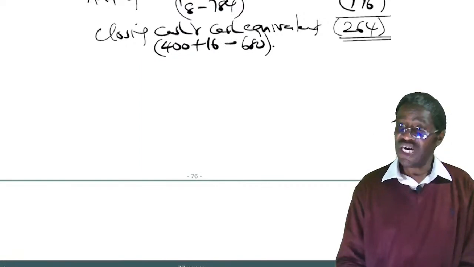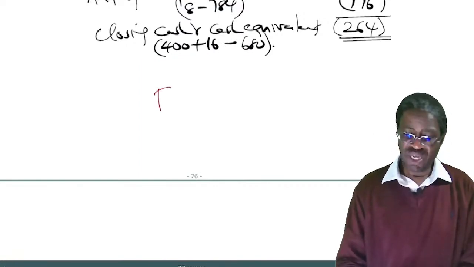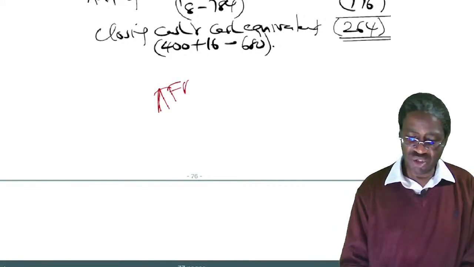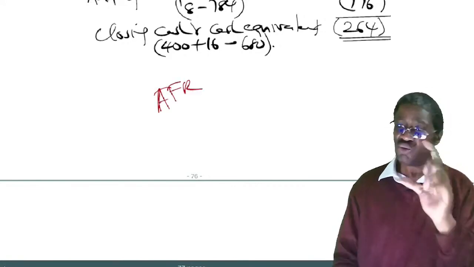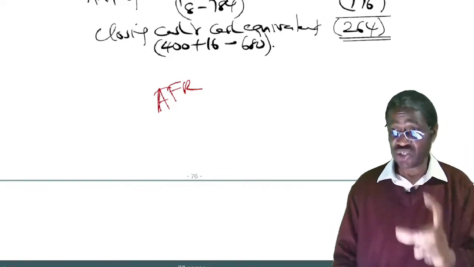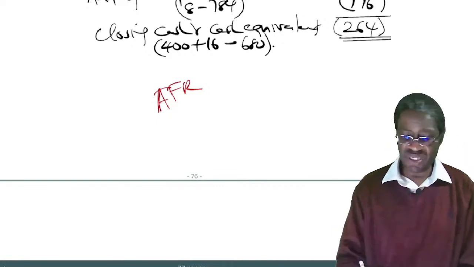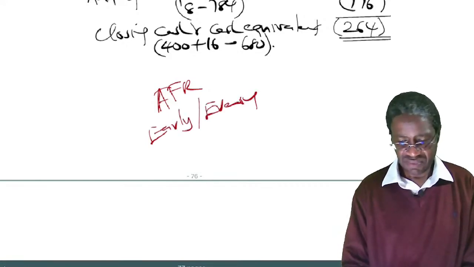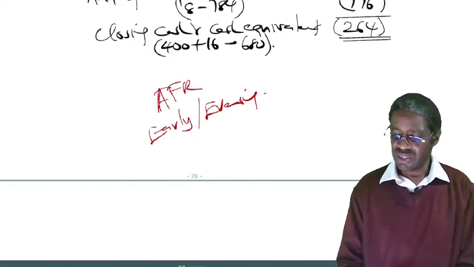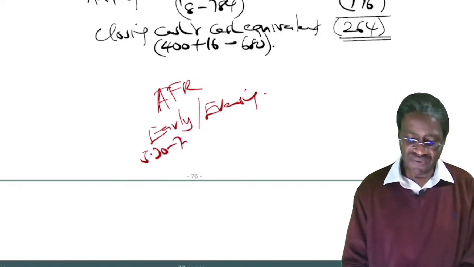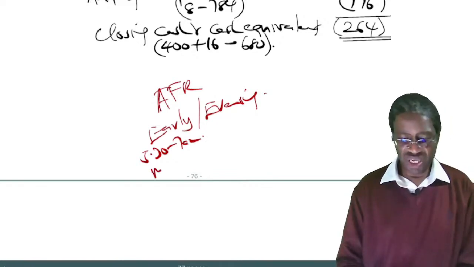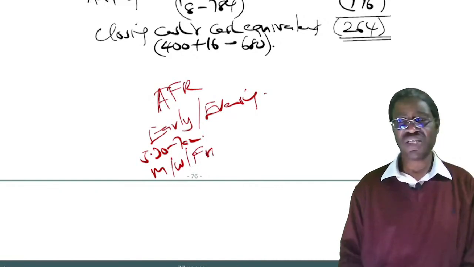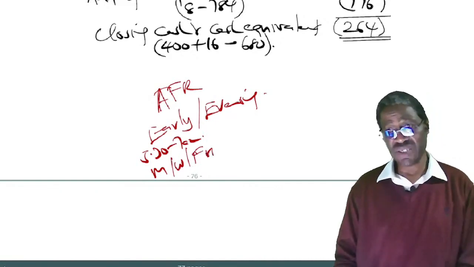Maybe you are here and you would wish to continue with us for advanced financial reporting. Normally, as you have heard me say, we have early morning classes and evening classes. Our early morning starts from 5:30 in the morning to 7 a.m. every Monday, Wednesday, and Friday. Those are the days for early morning classes.